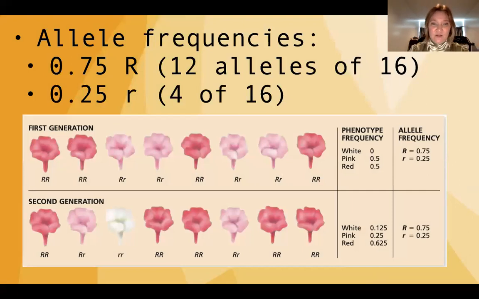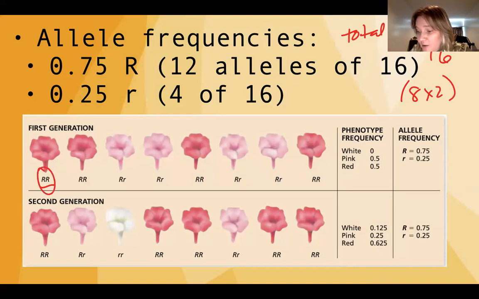Our allele frequencies. Okay, so we have 8 individuals, but each individual has 2 alleles. So the total alleles is 16. So that's 8 individuals times 2 alleles each. And then we have to count each individual allele, whether it's a big R or a small r. So here we have 2, 4, 5, 6, 8, 9, 10, 12.